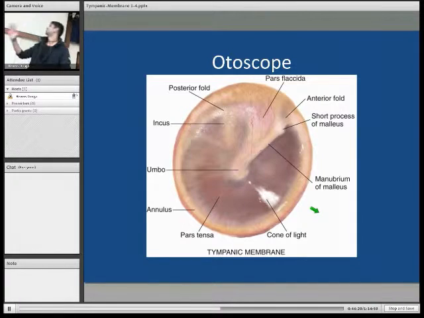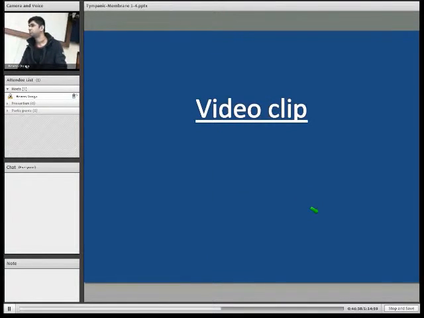Okay, so there's a bigger diagram of the medial look of the tympanic membrane. I'm just going to show you a video now of how the... I'm going to try to.